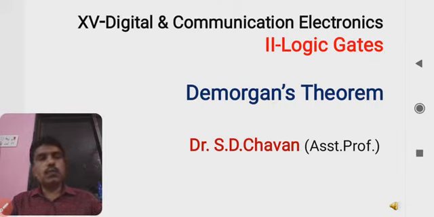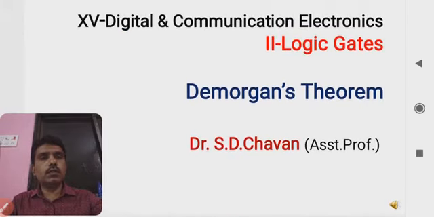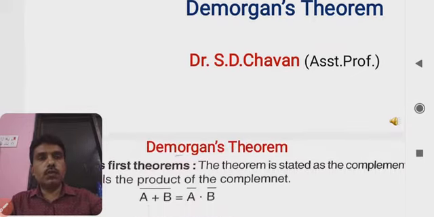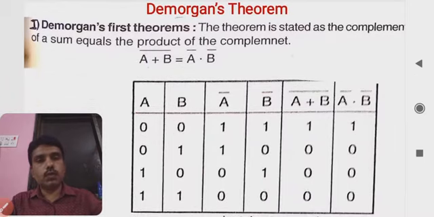This is also one of the laws, but it has much more importance because De Morgan's theorem gives you a conversion from the AND operation to OR and OR to AND. That's why it is so important, though the others are also important according to the need of the simplification. So here is De Morgan's first law.